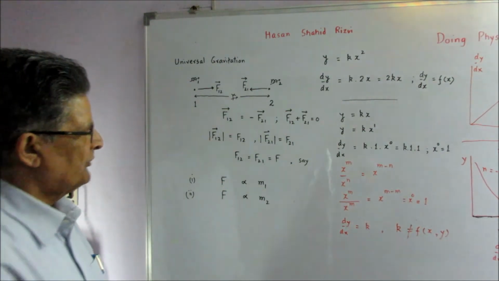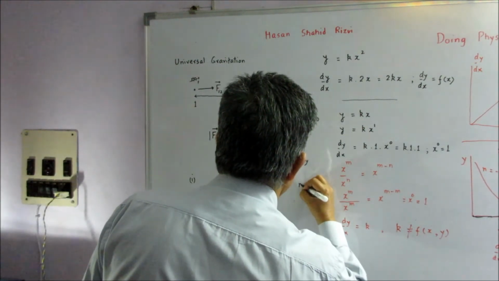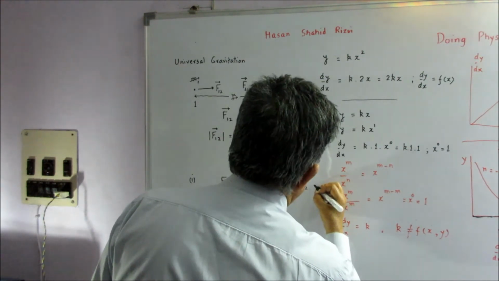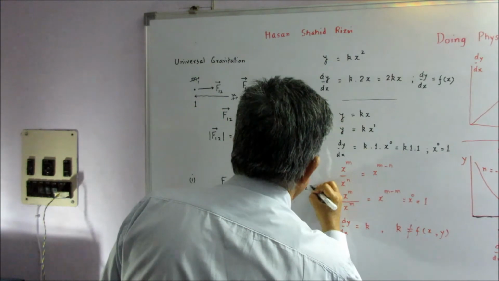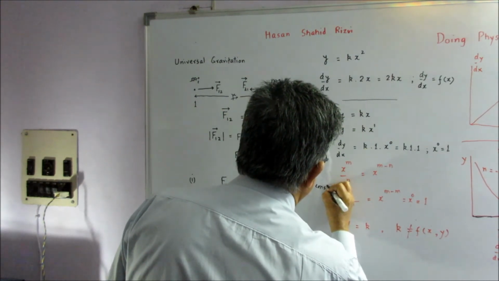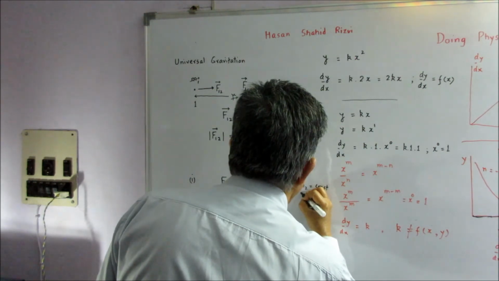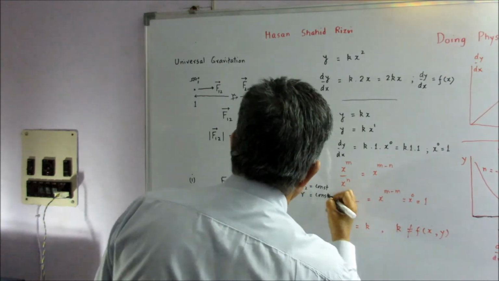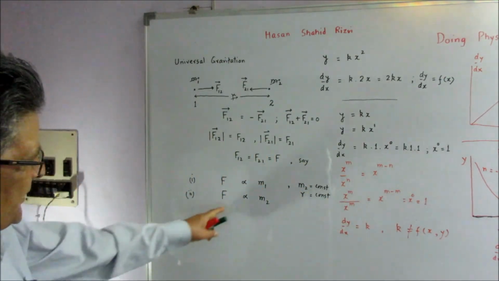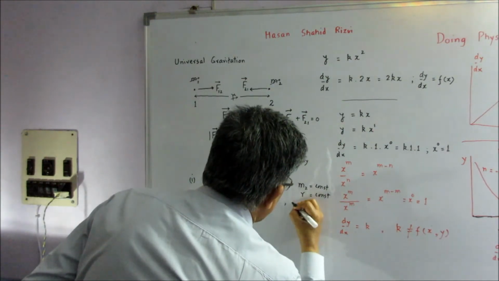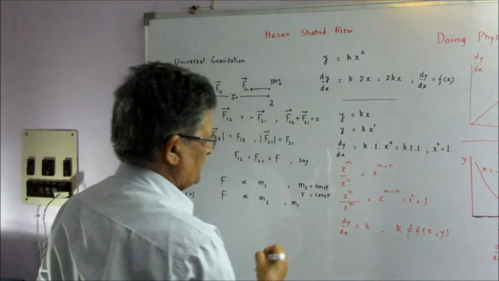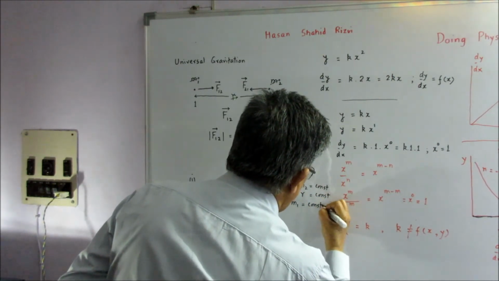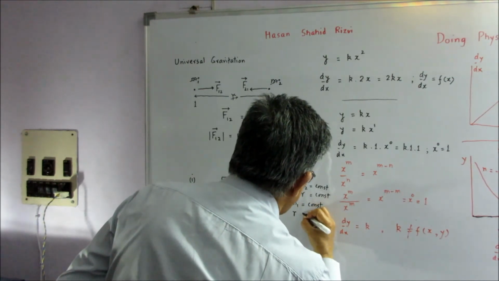Here in the first case I will say that M2 and R, M2 is a constant for this case, as also R is a constant. These are the conditions. In the second case, I can say that M1 is not changed, is also a constant, and R is a constant.